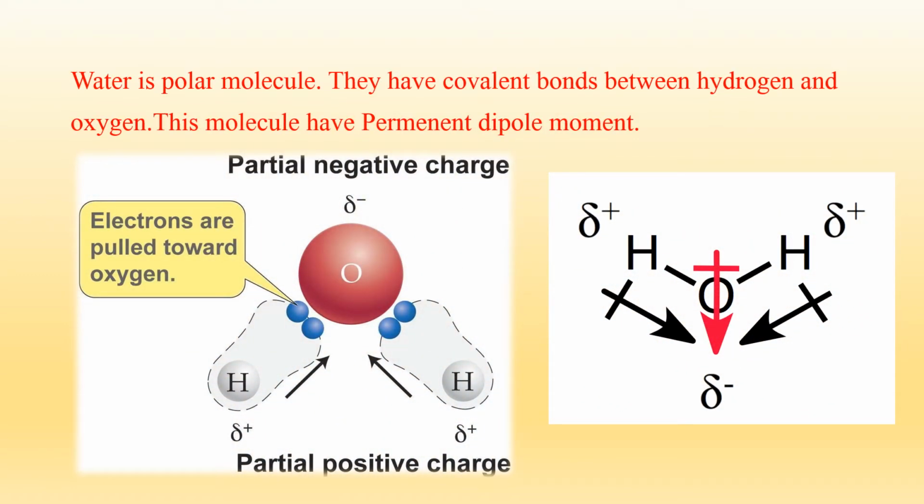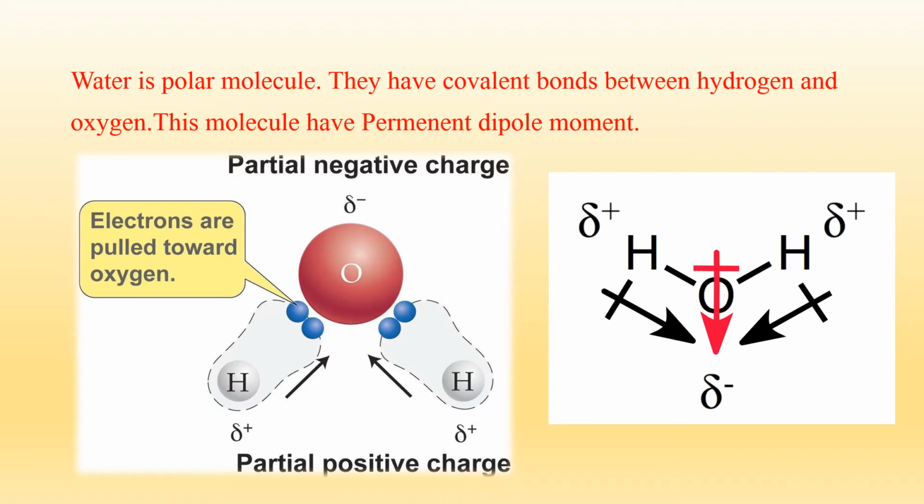As you know, water is a polar molecule. It has covalent bonds between hydrogen and oxygen. This molecule has a permanent dipole moment, not like an induced dipole moment in molecules like bromine, I2, and Cl2.